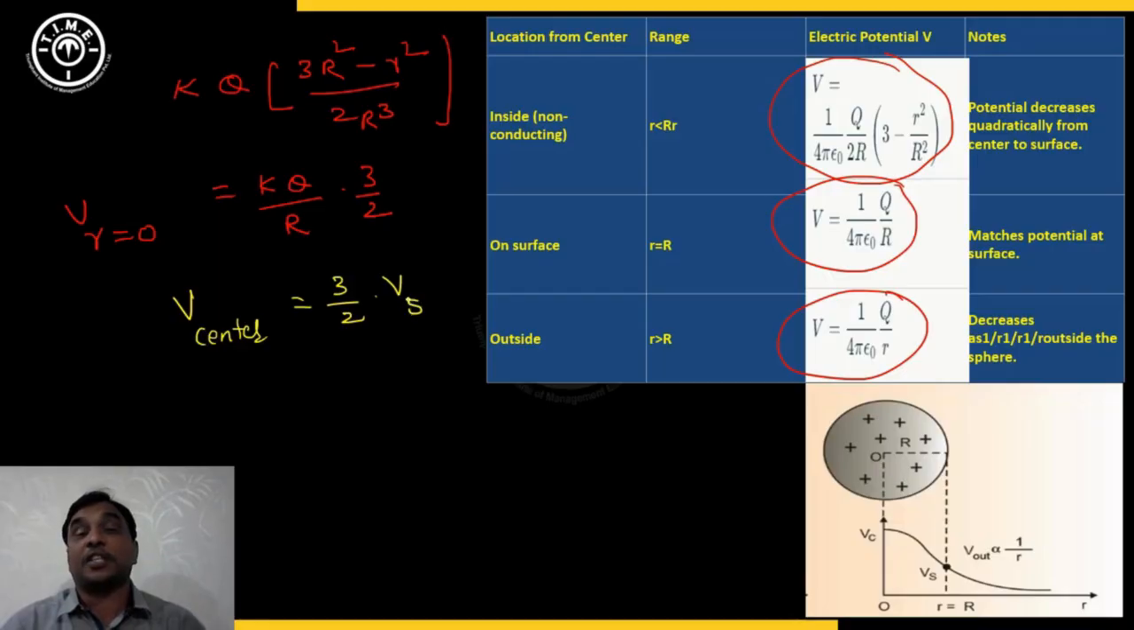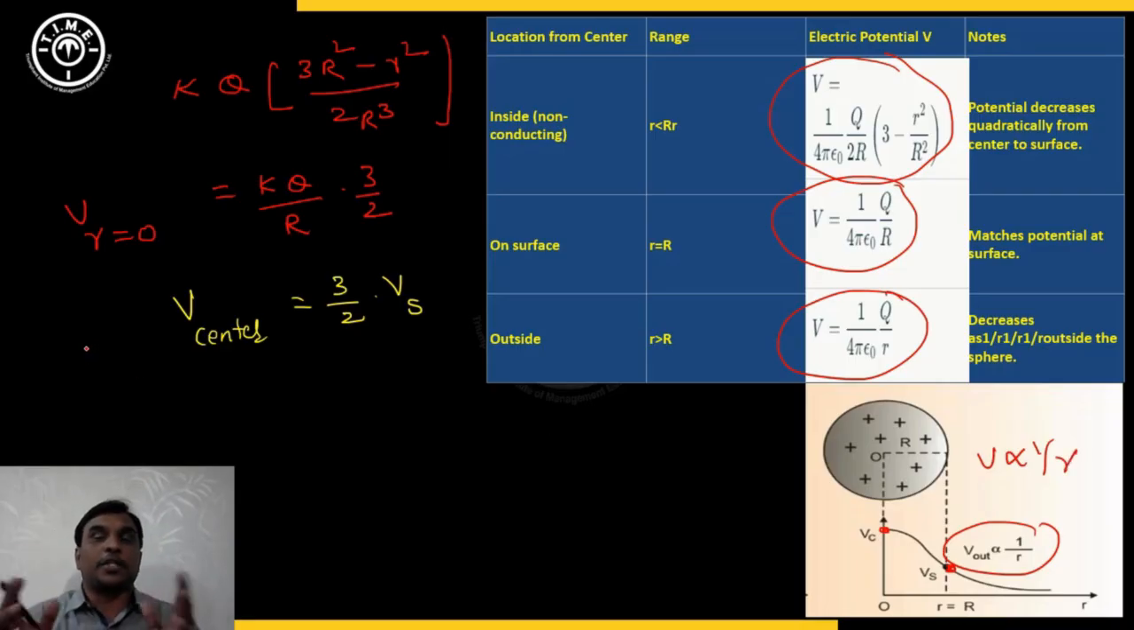So the potential at the center is 3/2 times the potential at the surface. It is greater. Look at the graph: this is at the center and this is on the surface. The center is greater, and from the surface to outside, it is again the same as the conducting sphere, that is, V is proportional to 1 by r.